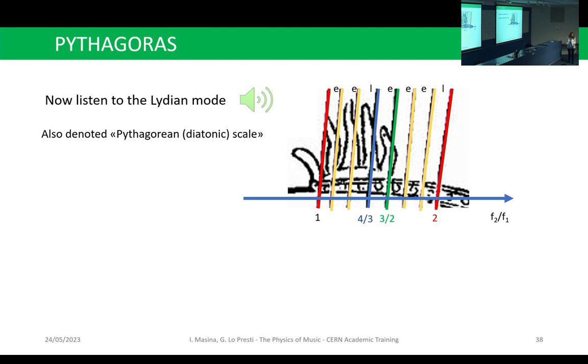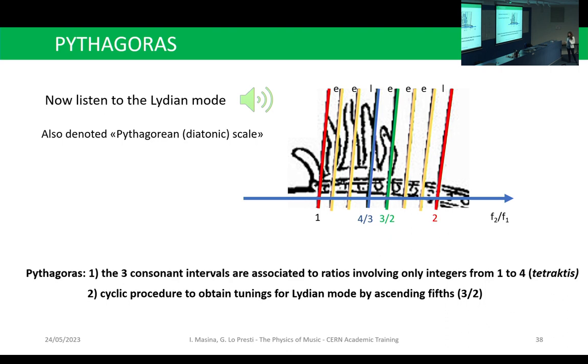But it's our major scale. Yeah. Not really, because we use equal temperament, but that's it. It's very similar. If you listen to the notes in sequence, I am not able to hear a difference. Maybe you, not me. Anyway, so why Pythagoras?